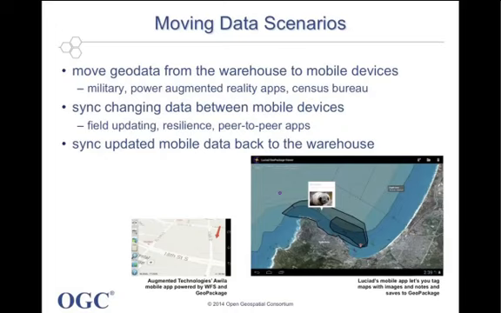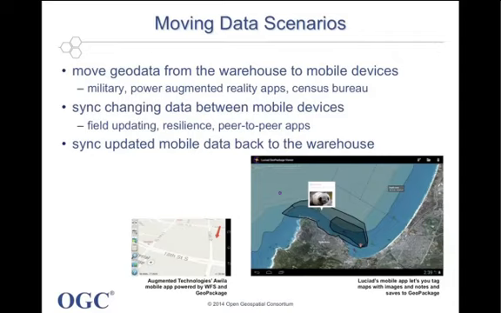I call it a warehouse because it really could be anything. It could be a spatial database, or just a bunch of shapefiles on your hard drive. That warehouse could be any sort of data source, and you want to get that data source to a mobile device. You probably want to get it to multiple devices, and you want to make sure everybody has the same thing.